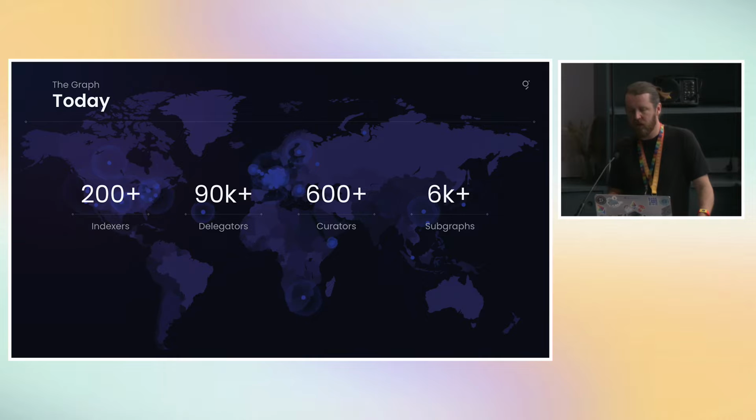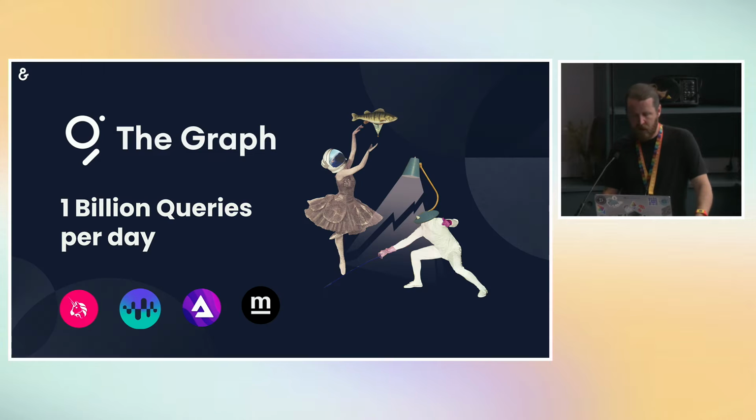So there's over 200 indexers on the network today. There's over 90,000 delegators, probably actually more than that, delegating stake to the network. There's also over 600 curators that are signaling for subgraphs. And there's over 6,000 subgraphs. These are APIs that are deployed to the decentralized network, providing blockchain data in a decentralized way. And we serve anywhere between 1 to 2 billion queries per day in certain scenarios.